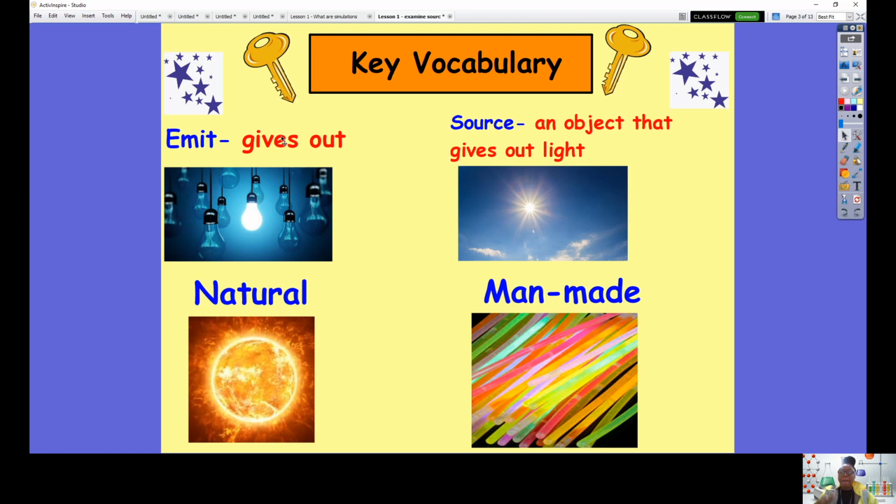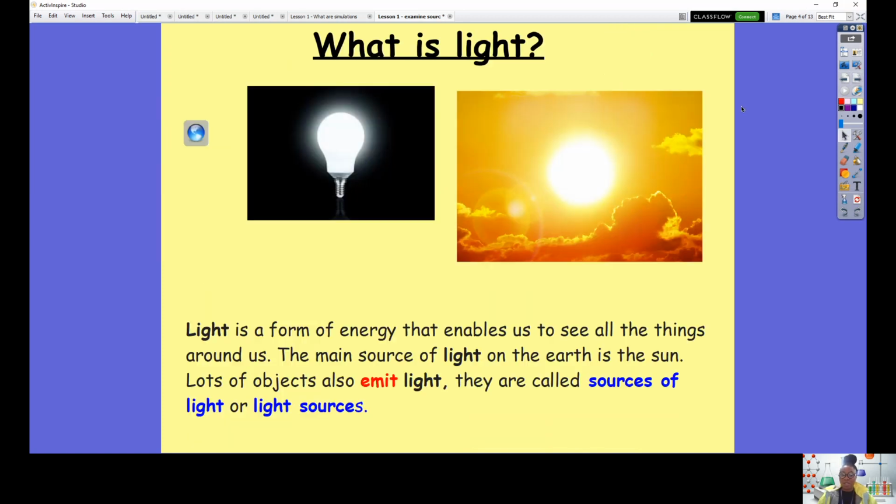And lastly, man-made. A man-made source is a source that humans have created. They have made them themselves. So things like light bulbs and glow sticks are all man-made sources because humans have created them.